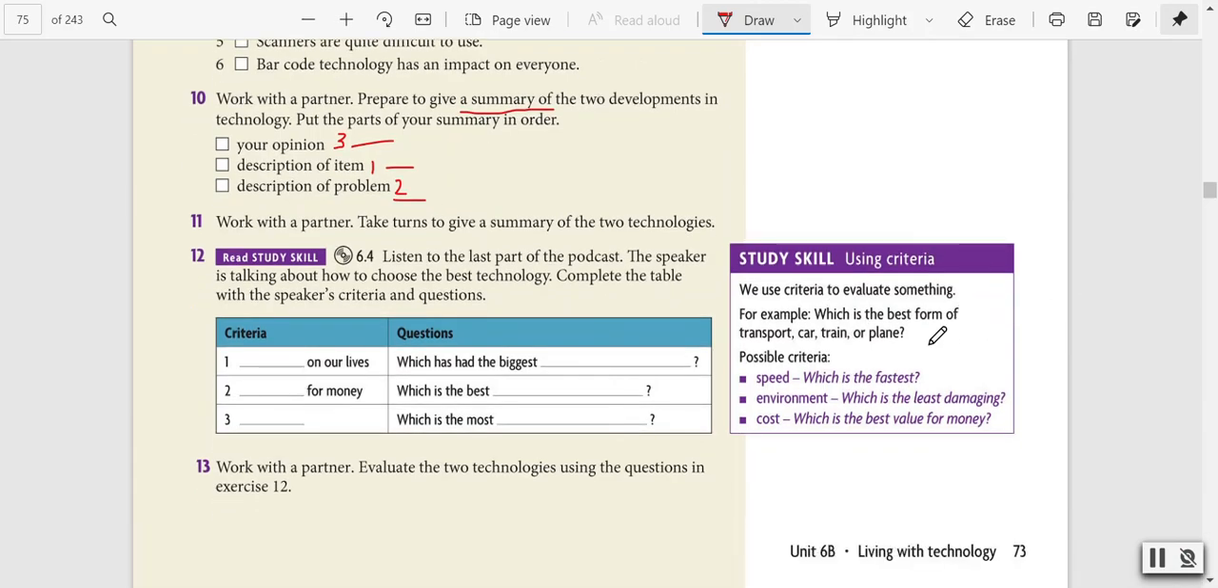In here, let's read the study skill box using criteria. Okay, criteria, it means conditions. We use criteria to evaluate something. For example, which is the best form of transport: car, train, or plane. Possible criteria. Number one, speed. For example, we want a car with speed, okay, with the criteria of speed, which is the fastest, and environment, which is the least damaging.